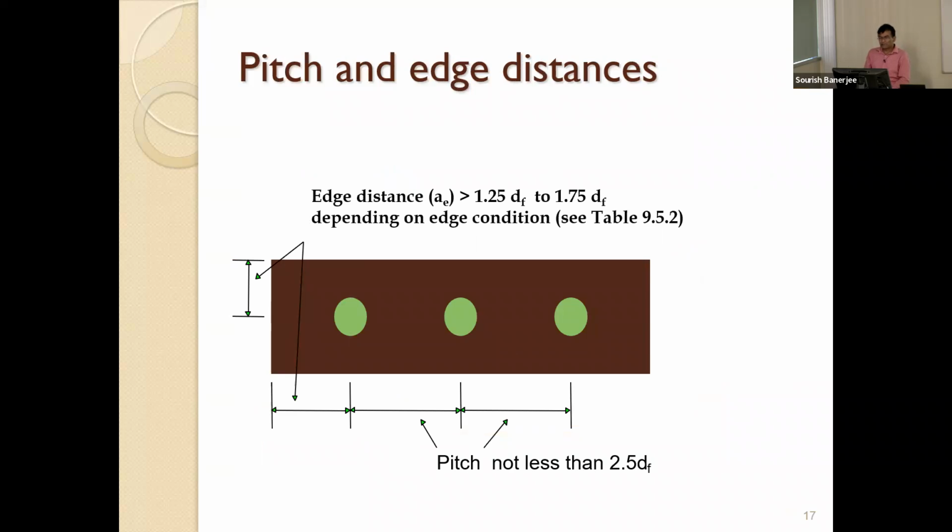Now the pitch and edge distances. Edge distance A must be greater than, or it's between 1.25 to 1.75 times DF, depending on the edge condition. Look up table 5.2.2, very important. And then pitch should not be less than, usually it is recommended, not less than 2.5 times DF. Yeah, 2.5 times DF.